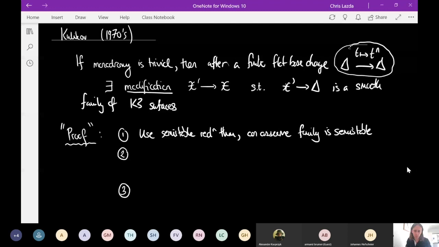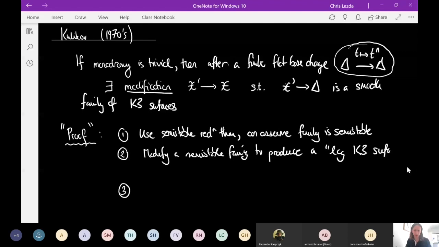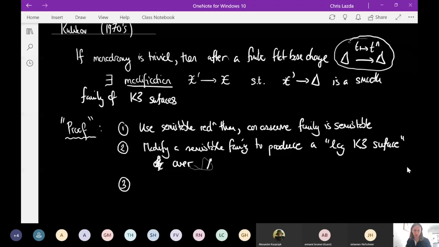So once you've got a semi-stable family of K3 surfaces, what Kulikov then showed is that you could basically modify a semi-stable family to produce a log K3 surface over the punctured disk, or rather over the disk with the 0 point considered as a divisor.